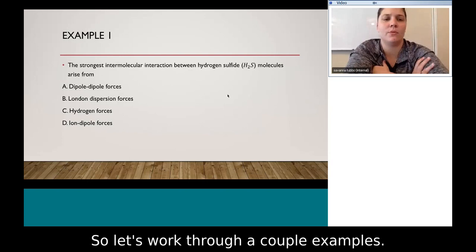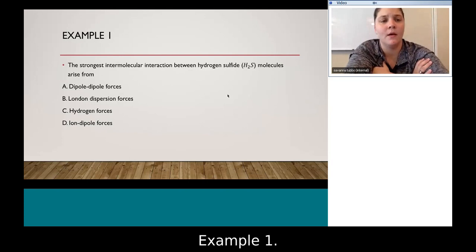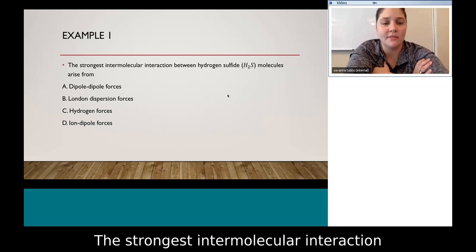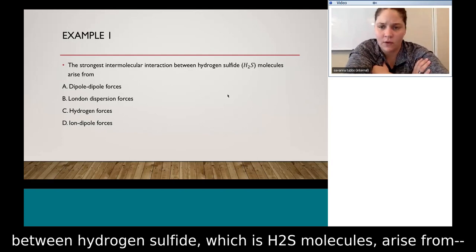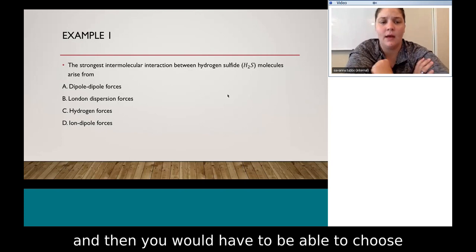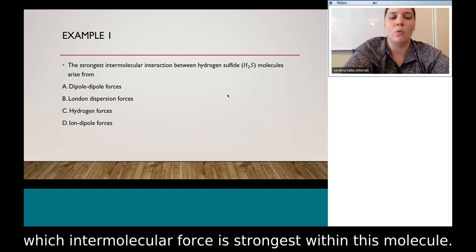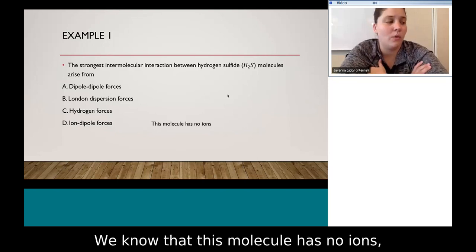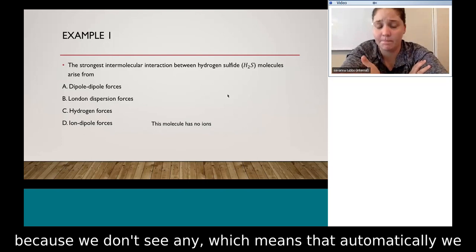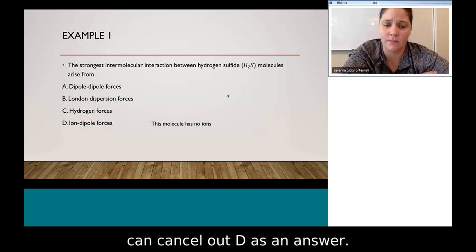So let's work through a couple examples. Example 1. The strongest intermolecular interaction between hydrogen sulfide, which is H2S molecules, arise from, and then you would have to be able to choose which intermolecular force is strongest within this molecule. So let's look at a couple things. We know that this molecule has no ions because we don't see any, which means that automatically we can cancel out D as an answer.